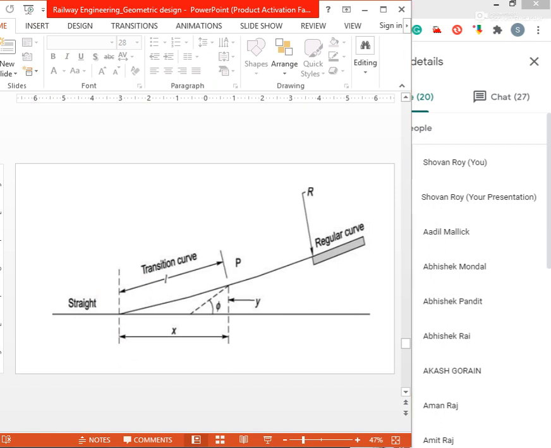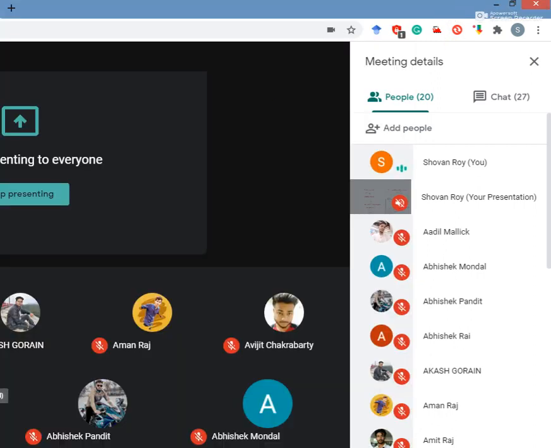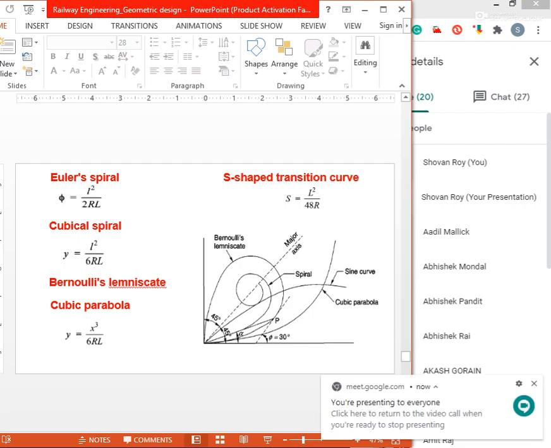So then, after the cubic parabola, another is the S-shaped transition curve. In an S-shaped curve, the curve and super elevation assume the shape of two quadratic parabolas instead of a straight line ramp. An S-type parabola ramp is provided with this transition curve.